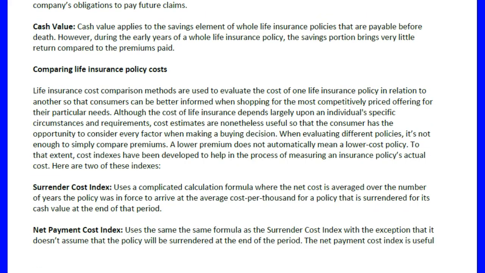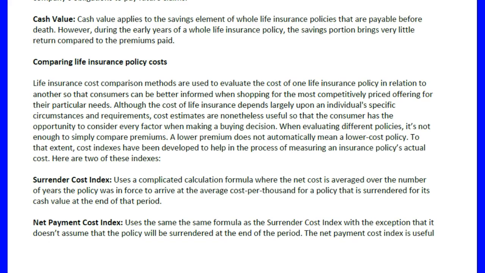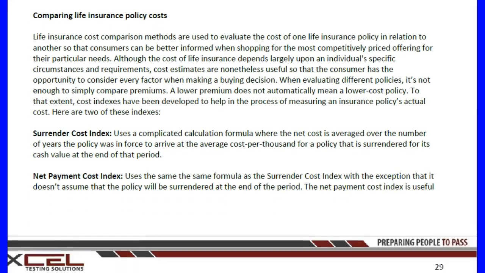So let's continue. Comparing life insurance policy costs. Life insurance cost comparison methods are used to evaluate the cost of one life insurance policy in relation to another so that consumers can be better informed when shopping for the most competitive price for their particular needs. Comparing life insurance is important because policies can provide the same benefits, but because of loading costs, they can cost more.